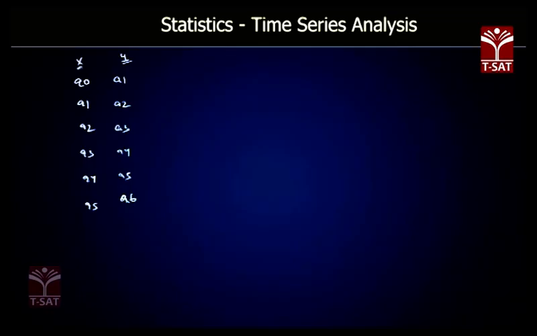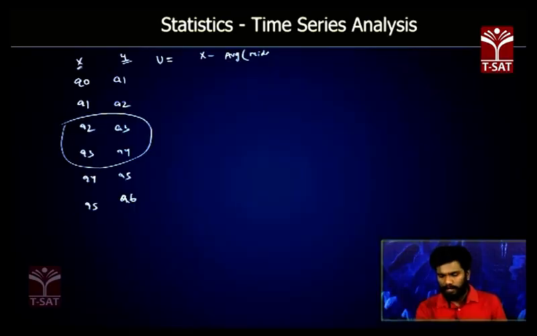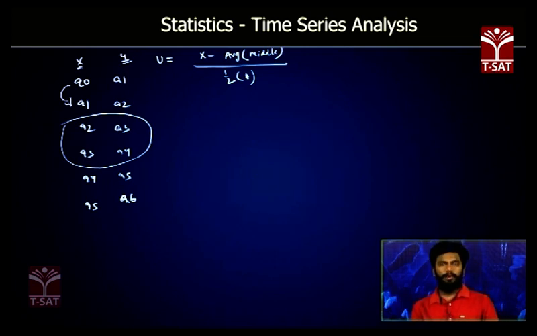The same procedure, there is no change, only the variable which we are converting, that is different. Now what constant we take here is different. Here u is equal to x minus the average of the middle two numbers, that is 1992 and 1993, divided by half into the length of the class interval, that is 1 year here. In this case it is 1 year, 1990 to 1991, 1991 to 1992. The length of class interval is only 1 year, so it is half into 1. Like this we will change the x value to u value.